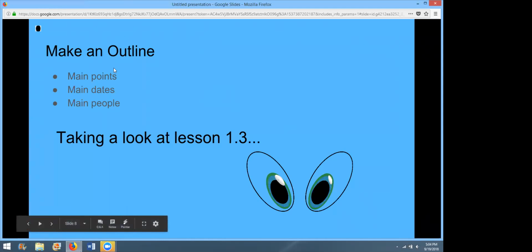How to make an outline. Now we're going to actually go over that. I'm going to open up a Word document here in a minute, and we're going to practice it together. So how to make an outline. First off, think of that word, main: the main points, the main dates, the main people.